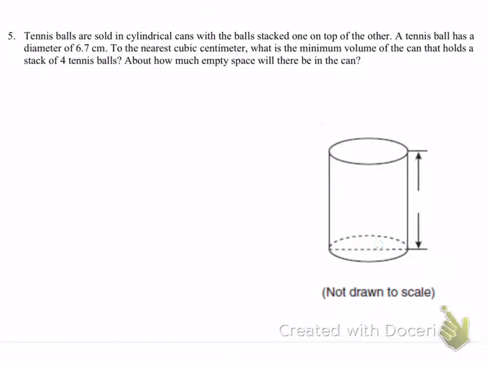Tennis balls are sold in a cylindrical can with the balls stacked up one on top of each other. A tennis ball has a diameter of 6.7 centimeters. So to the nearest cubic centimeter, what is the minimum volume of the can that holds a stack of 4 tennis balls? About how much empty space will there be in the can? So here's an example of a cylinder. If I had to stack up 4 balls in the cylinder, what would be the minimum volume of the cylinder, and also how much empty space would there be? So let's take a look.